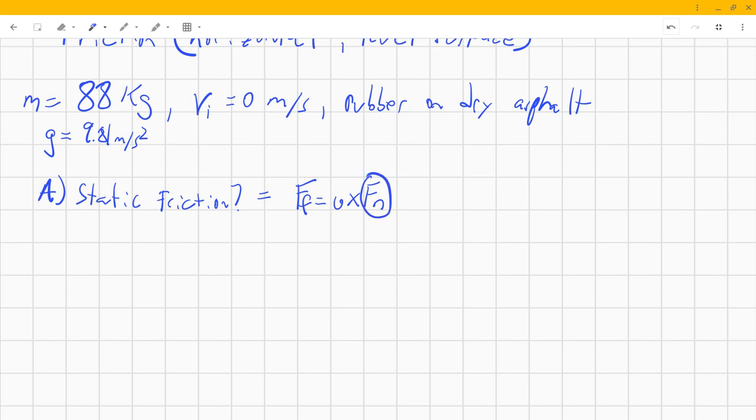So normal force, okay, normal force is equal to weight. So we can remember that normal force is the same thing as weight. The problem is, what is weight? Okay, so let's go back to that equation that's given to us.